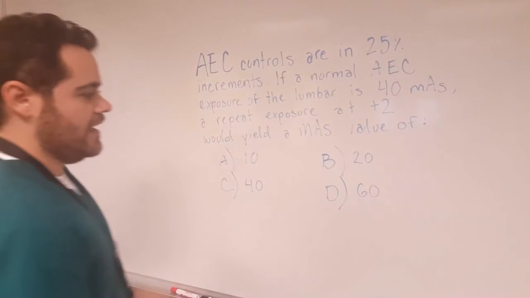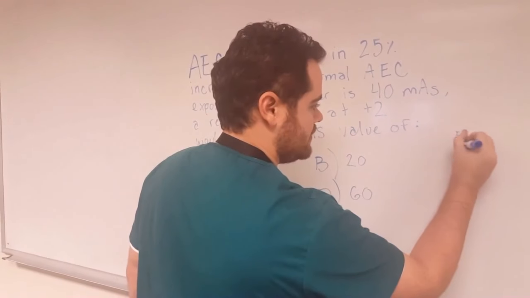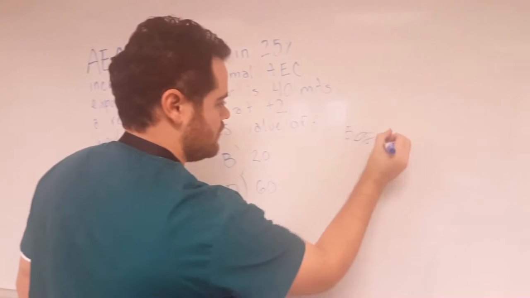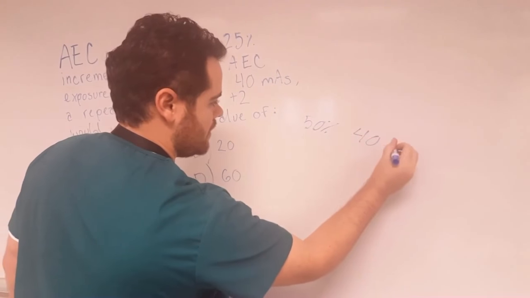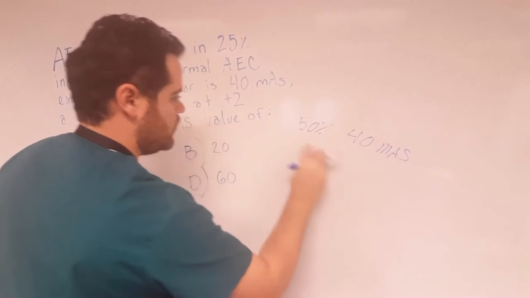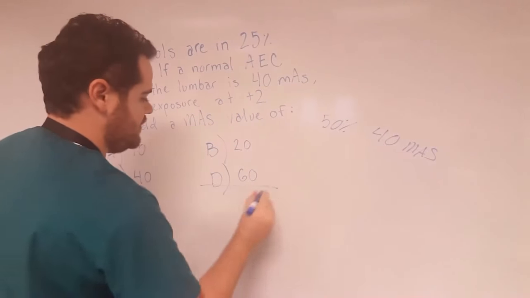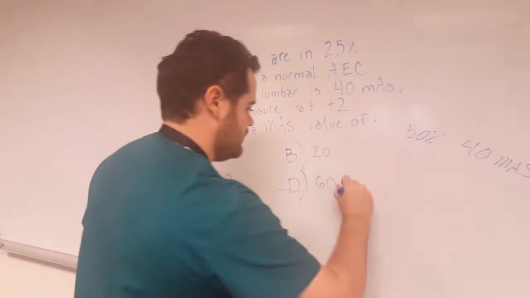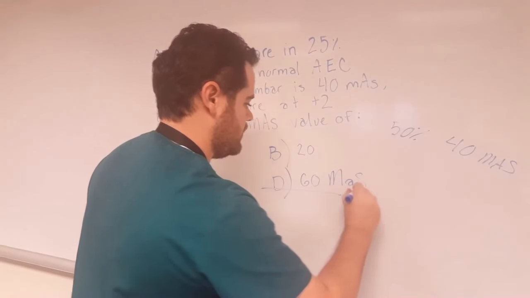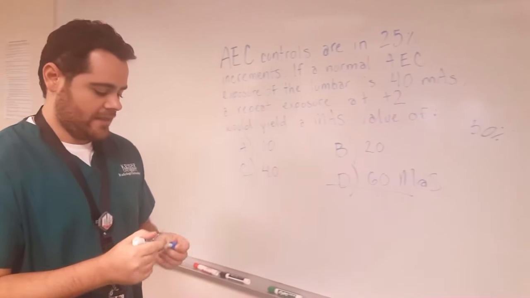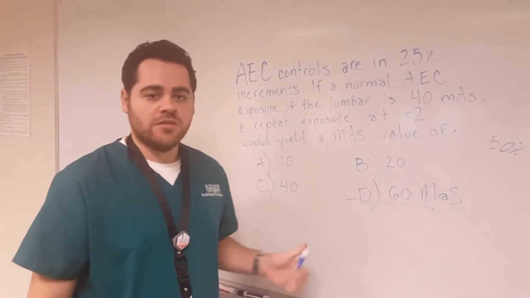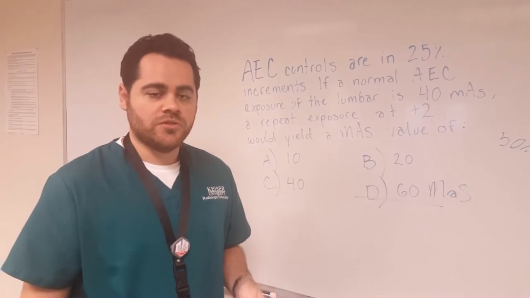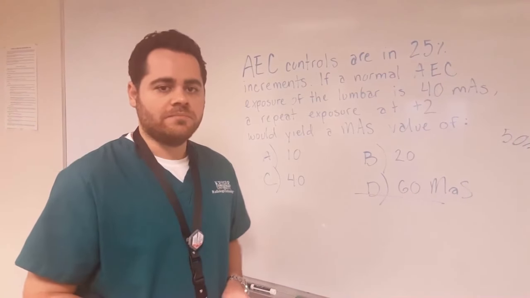That means that 50% increase of 40 mAs would lead us to an answer of D, 60 mAs. And that is how, on the fly, you can take an underexposed image to a good amount of exposure in just a couple of turns of a knob.